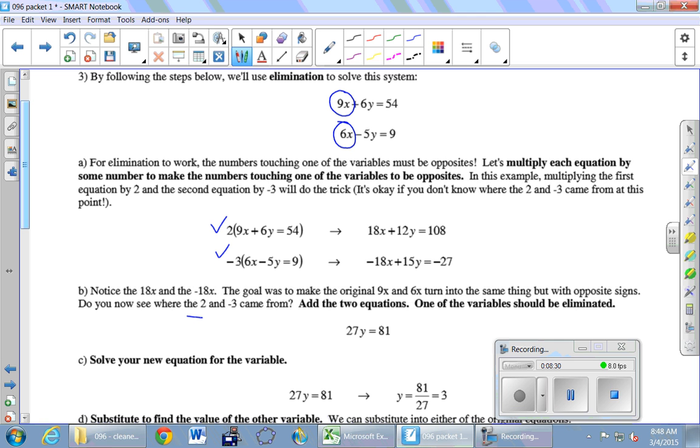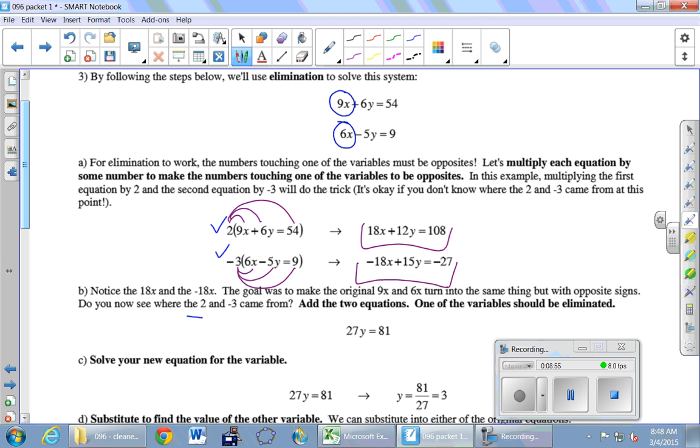And so that's that -3 right there. So both sides of the first equation by 2, both sides of the second equation by -3. Lots of distributing happening here. That's 18x, that's 12y, and that's 108. That's there. And then on the other one, minus 18x plus 15y equals minus 27. That's there.